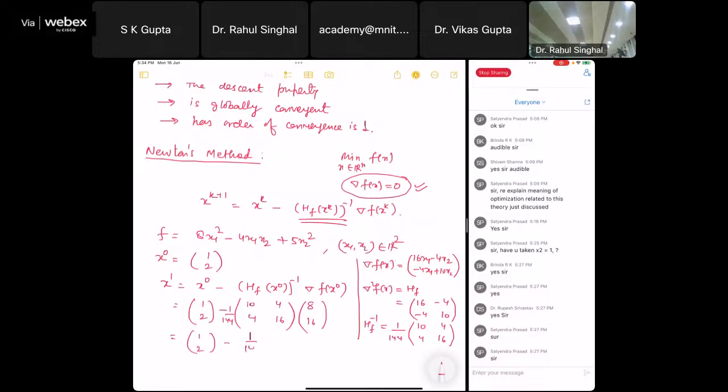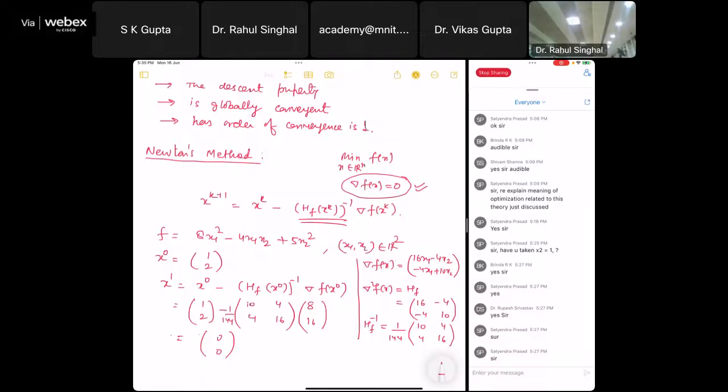It is 1 by 144 and it is 5 by 2 plus 1 by 4. So you can simplify it, right? The simplification is a little bit complicated here. So I think it will give you 0 0 because this matrix is positive definite.